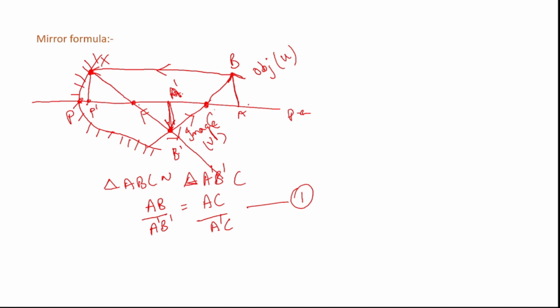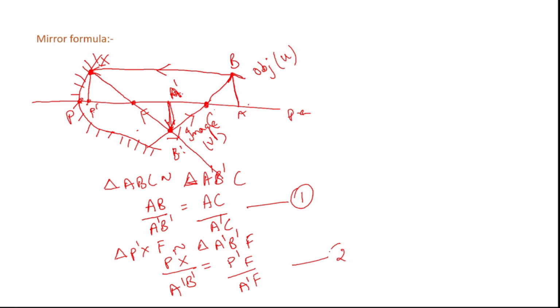So from this you can say that triangle P'XF is similar to triangle A'B'F, right? So where is triangle P'XF? This is triangle P'XF and it is similar to triangle A'B'F. Both are similar triangles. So what will happen in this case? P'X by A'B' will be equal to P'F by A'F. So let this be the second equation.